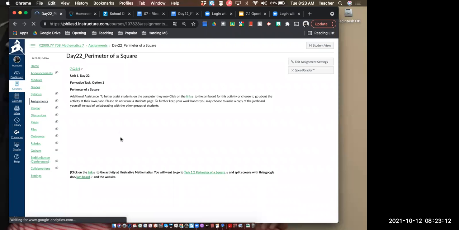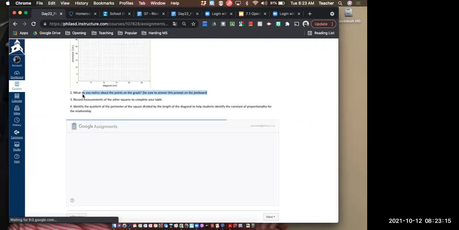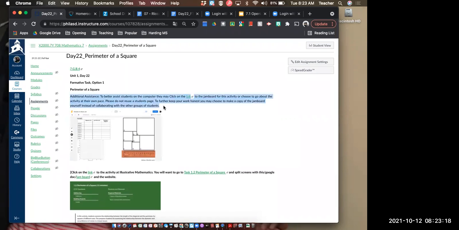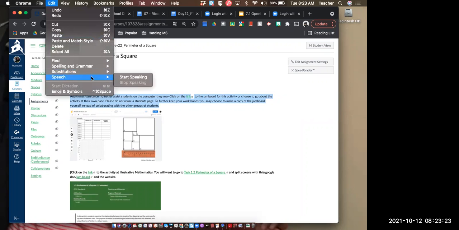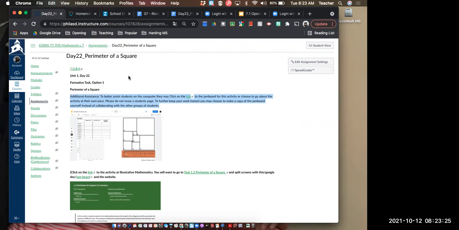All right. So for starters, let's see if Mr. Alex will read for us today. He wasn't reading a second ago, and I don't know why. Additional assistance. To better assist students on the computer, they may click on the links to an external site, to the Jamboard for this activity, or choose to go about the activity at their own pace. Please do not reuse a student's page. To further keep your work honest, you may choose to make a copy of the Jamboard yourself instead of collaborating with the other groups of students.